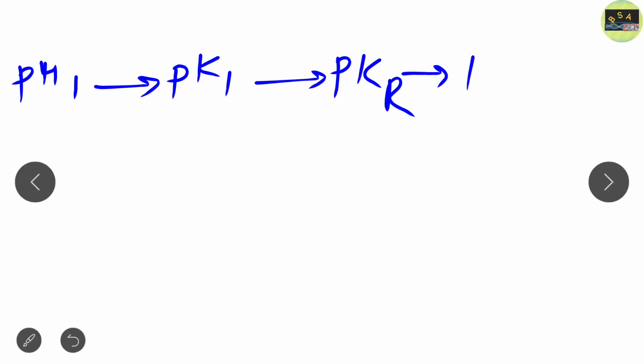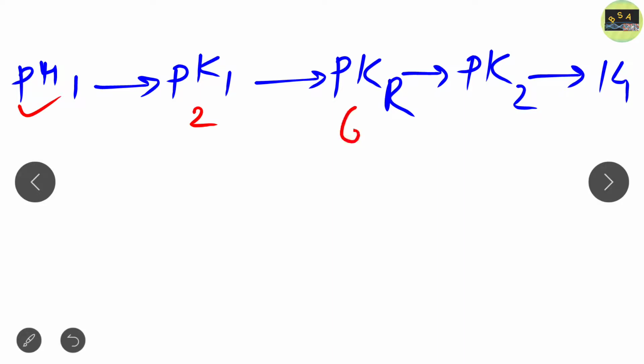Then pK2, and the last is 14. So we arrange according to pH. At pH 1, then pK1 value is 2, its pKr value for histidine is 6, and pK2 value is also common, that is 9, and this is pH 14. So we arrange sequentially. Now, there are 3 basic amino acids we know: lysine, arginine, and histidine.